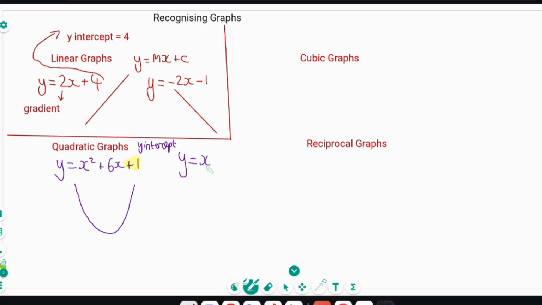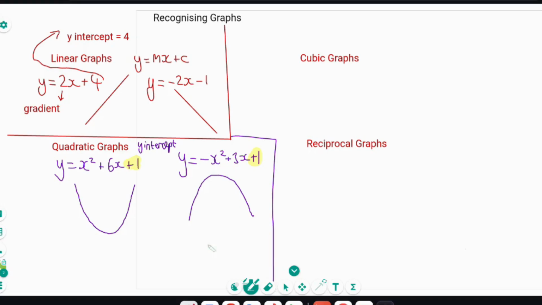So what would happen if we had a negative x squared? Our graph would be upside down. And again, your y-intercept here would be +1, so it would cut through your y-axis at 1.